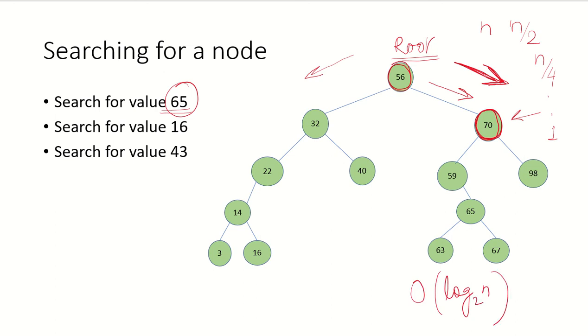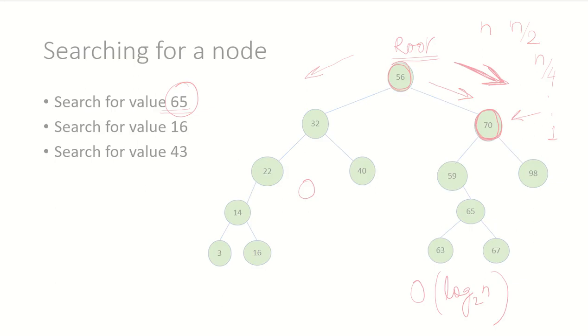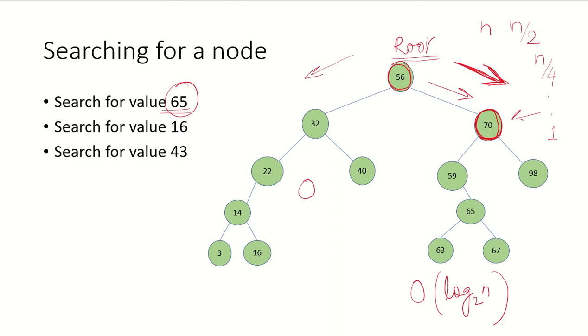And what is a balanced tree? You can check my earlier videos for that. But if the tree is not balanced, if it is skewed on one side, if it is left skewed or right skewed, then the complexity would be order of n.